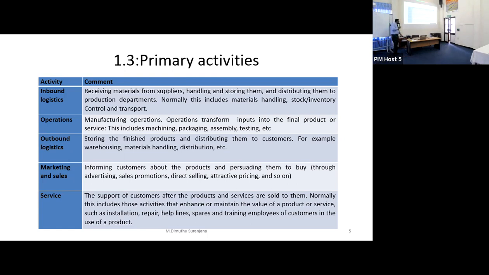Then marketing and sales. What is marketing and sales? Marketing is all about informing customers about the goods and services the organization has and persuading them to buy it. Influence them to buy it. That is marketing and sales. For example, when you see an advertisement that says 1 buy 1 free, what do you feel?